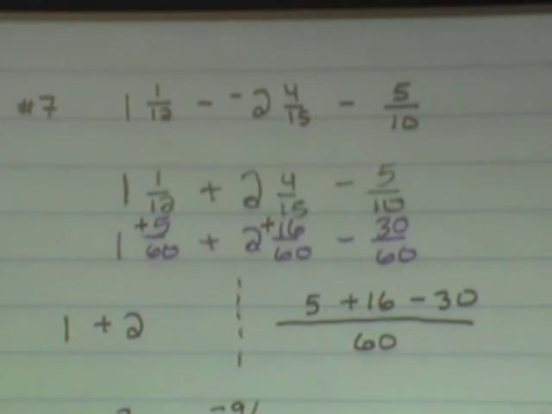The 51/60ths most students usually stop with. However, if you divide the top and the bottom by 3, we recognize that this number can be reduced. And so the final answer here should be 2 and 17/20ths.